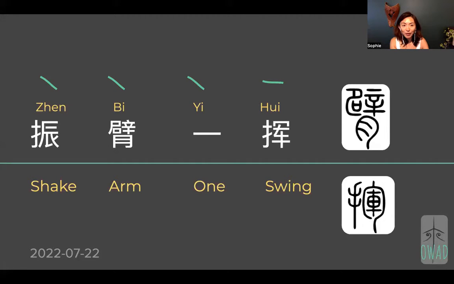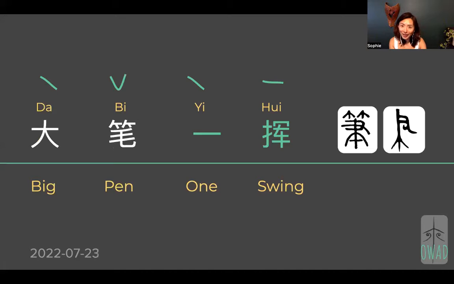Yesterday, we talked about 振臂一挥, how effective just one swing of the arm can be, so that people are going to follow you. Thousands of people are going to gather like a crowd. That's how effective your public speaking or politician is going to be. So I used the image of Lenin doing this arm swing, and then people are going to follow. That's 振臂一挥. And we are going to continue with 一挥.